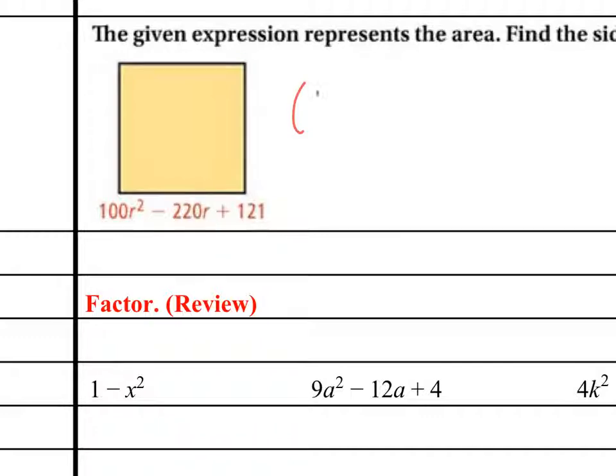So the square root of 100 is 10, so 10r. What's the square root of 121? 11. This is a perfect square trinomial, but since there's a minus sign in the middle, you need to have minus 11 squared. So the length is one of those, 10r minus 11.